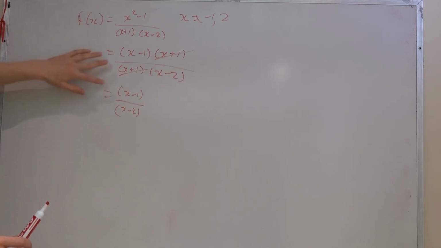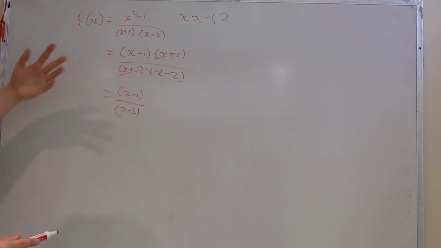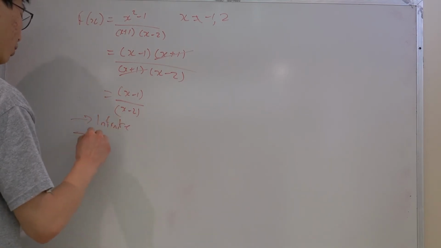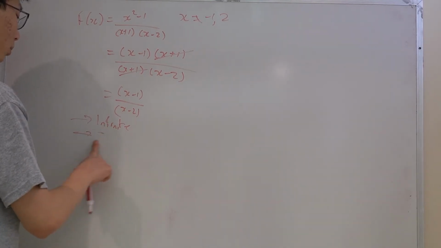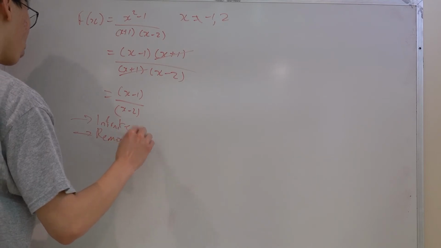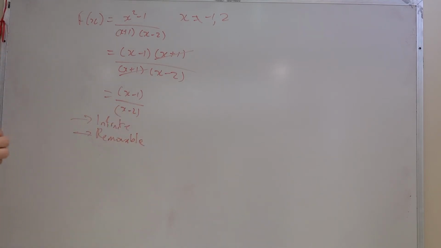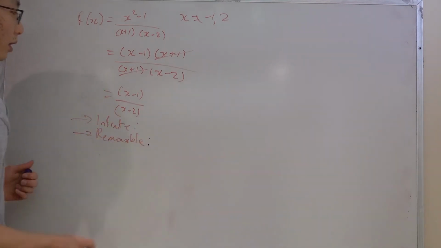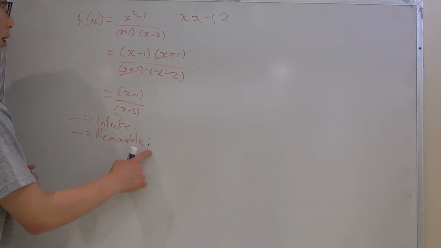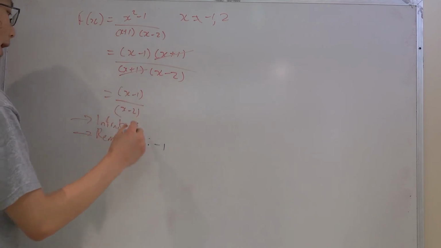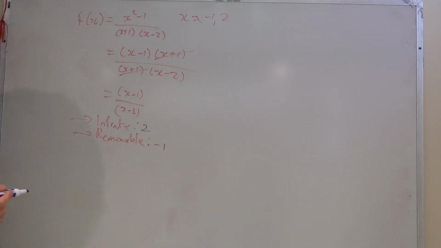Well, this is not a piecewise function, so we know that our only possibilities are infinite and jumps. And removables. Okay? And according to the facts and classifications that I gave you earlier, it should be clear that we only have one infinite discontinuity and one removable discontinuity. The removable discontinuity is at x equals -1, and the infinite discontinuity is at x equals 2. Okay?